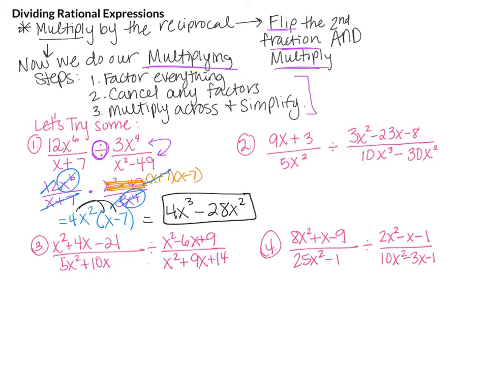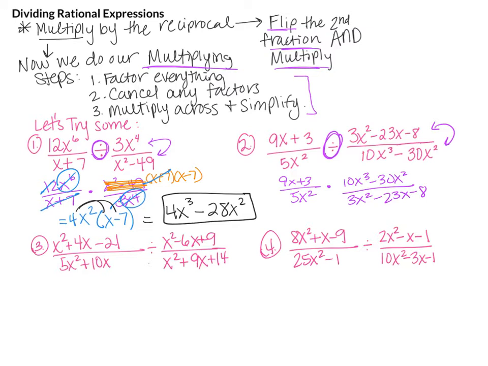All right. Now, let's look at another one. Make sure we got the hang of it. So hopefully, if you were pretty good at multiplying rational expressions, this should be pretty easy for you. Okay. So we're going to start off, because I see division, that means I'm going to go ahead and flip this fraction. So what I really have is 9x plus 3 over 5x squared multiplied by 10x cubed minus 30x squared over 3x squared minus 23x minus 8. So that, remember, is the only new step that we're going to do.